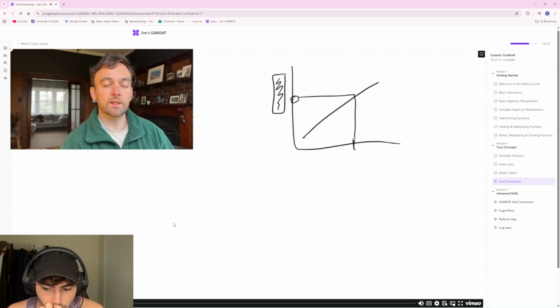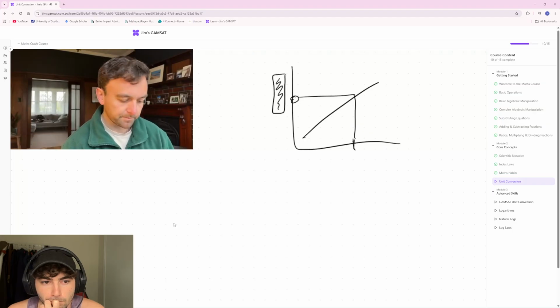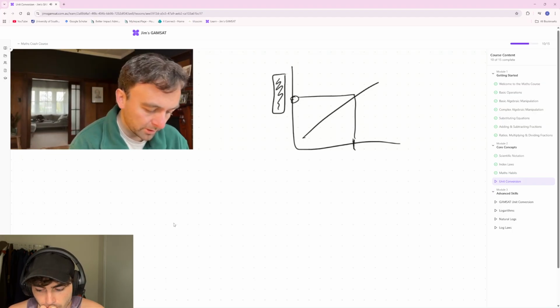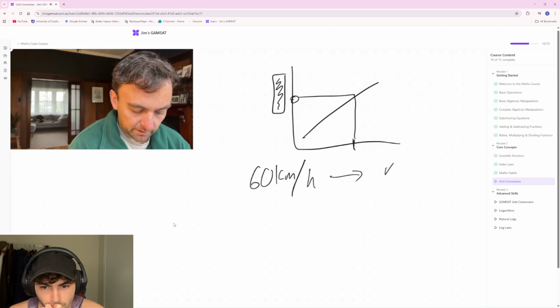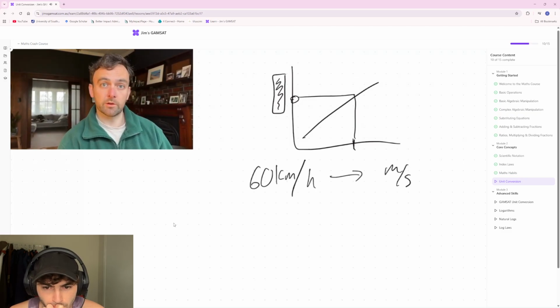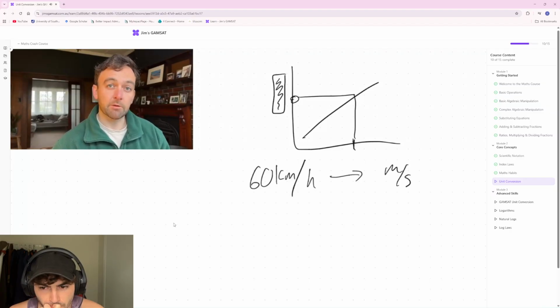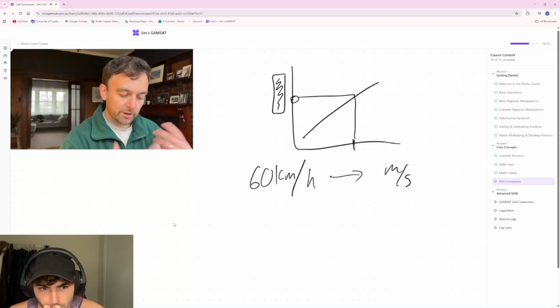If that's the case, you need to have a process to be able to convert those units, and that's what we're doing today. A few people try to wing this because, for example, the question might be saying, what's 60 kilometers per hour in meters per second? And in some of these cases, people can do it, so they think they can do anything. But the whole point of the GAMSAT is they give you a really unfamiliar situation and take you out of your comfort zone.